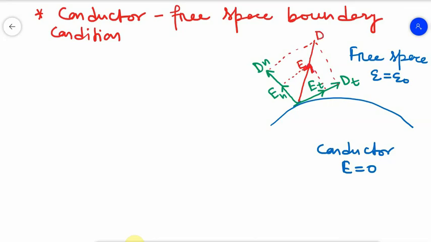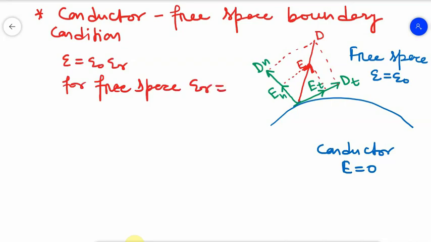The boundary condition at the interface between a conductor and free space can be obtained by replacing epsilon r by 1. The relative permittivity will be 1 for free space, because we know that epsilon equals epsilon 0 epsilon r, but for free space epsilon r equals 1. So epsilon will be epsilon 0, that we have assumed here.